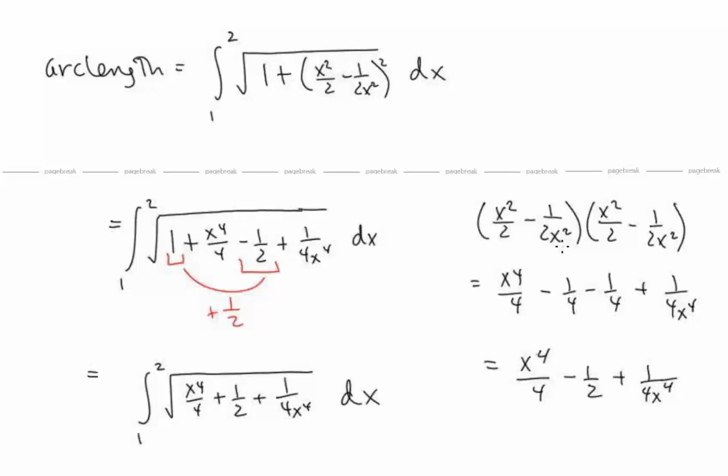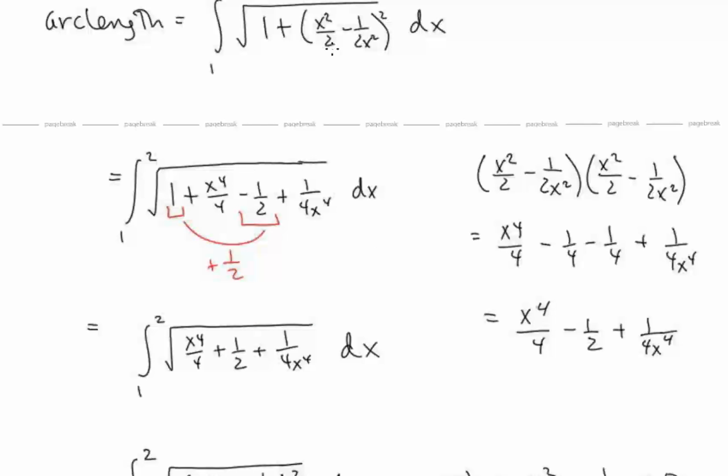Notice when we do our inner and outer, the x squared factors cancel, and we're left with a negative 1/4 for both the inner and the outer here. And so this replaces the (x squared over 2 minus 1 over 2x squared) quantity squared. So that's these three terms here. Now we already had a 1 in there, so let's combine the 1 and the negative 1/2. That gives us a positive 1/2. So now we're left with this under our radical.